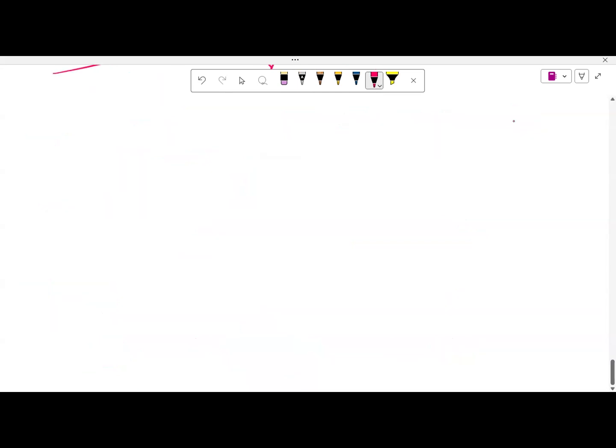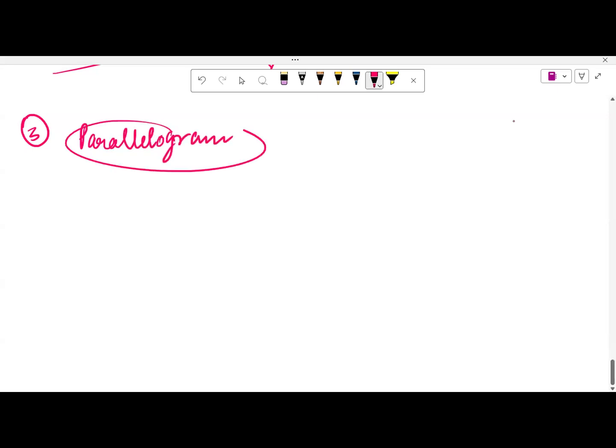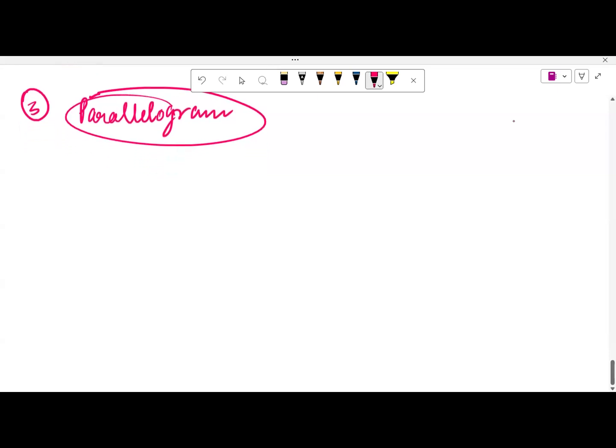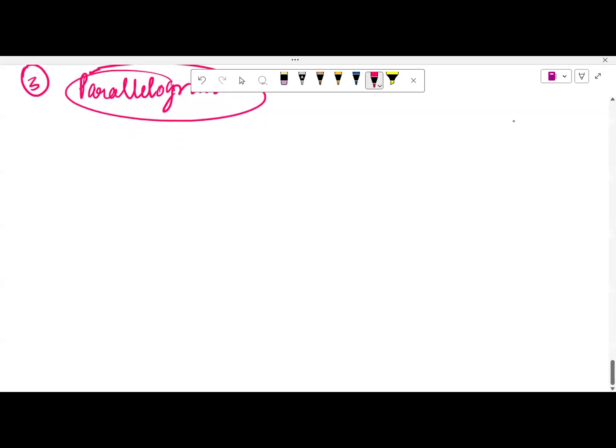Next, the third figure is the parallelogram. Can anybody tell me the property of a parallelogram? Opposite sides are equal. No, opposite sides are parallel and equal. Diagonals of a parallelogram bisect each other.